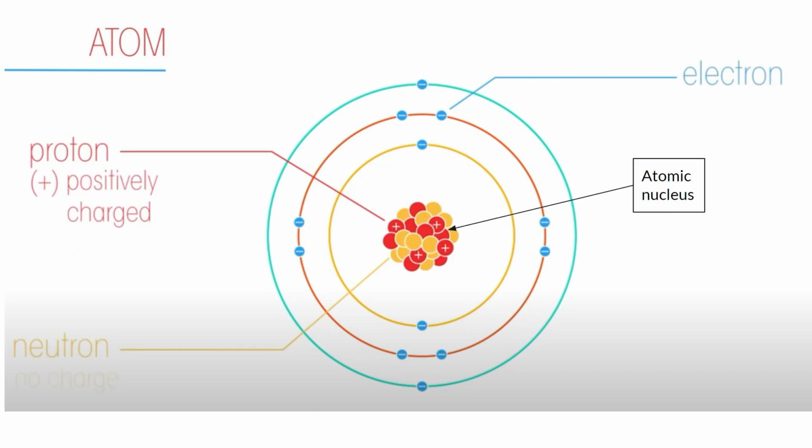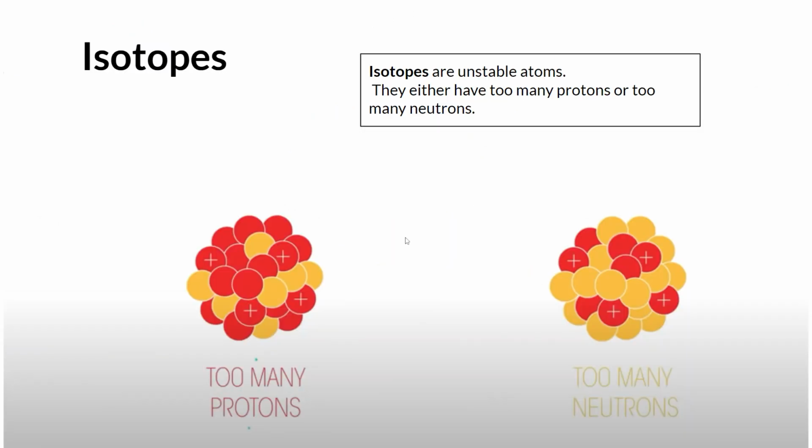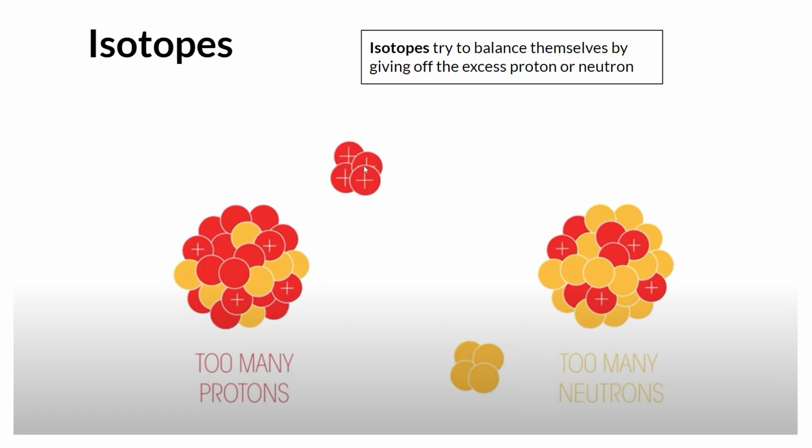So, to do that, we need to talk about atoms. Remember, atoms have electrons, protons, and neutrons. However, there are some unstable atoms called isotopes. The reason isotopes are unstable is because isotopes are atoms that have either too many protons or too many neutrons. So what these isotopes, or unstable atoms, try to do is become stable by getting rid of the extra protons and extra neutrons.